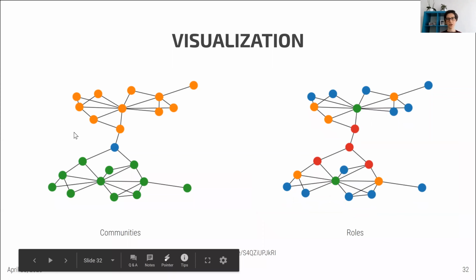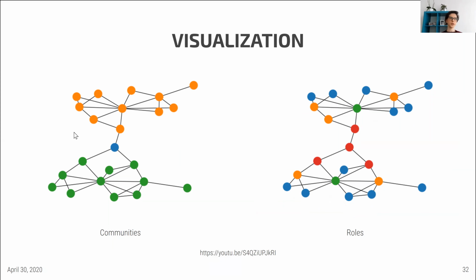One last application is visualization. Even if when you go with bigger graphs it's kind of difficult to put them on paper, it's still useful to add some information to them according to whether you're looking for communities or roles, as we did before with the example on the organizational chart that I reported here again. Okay, so that's it by my side.